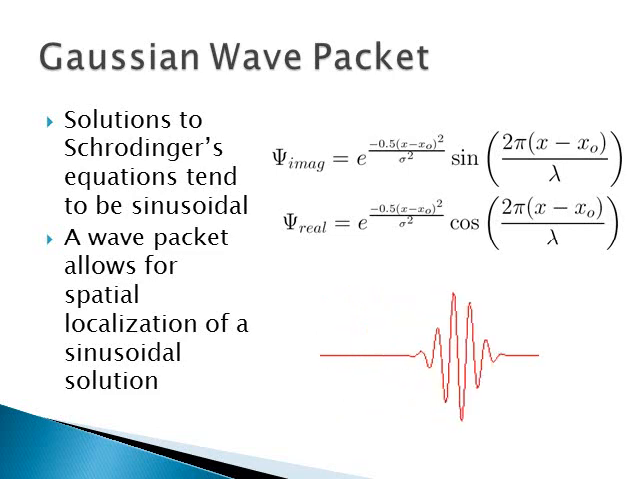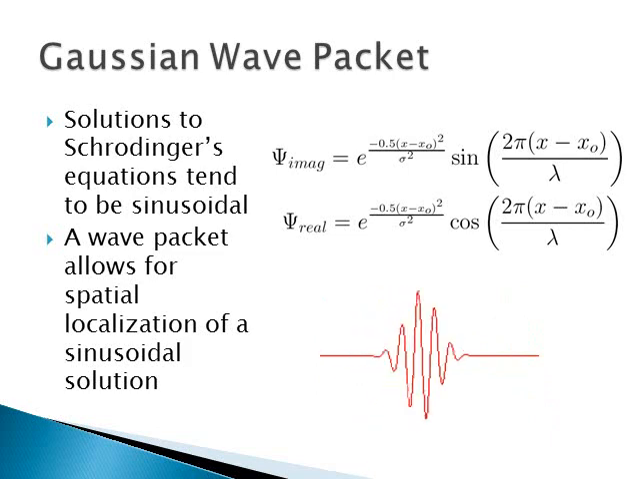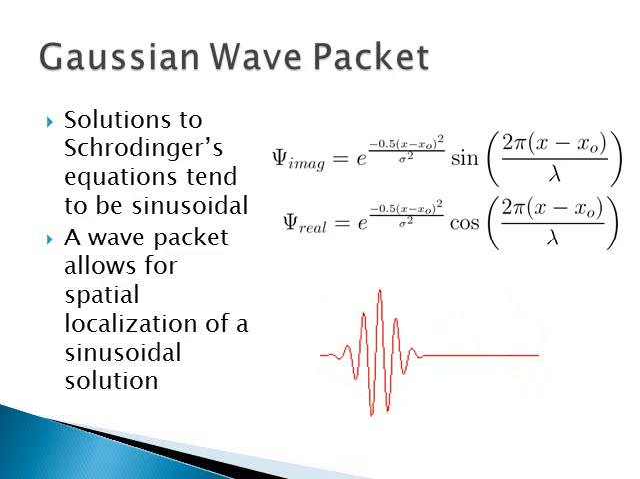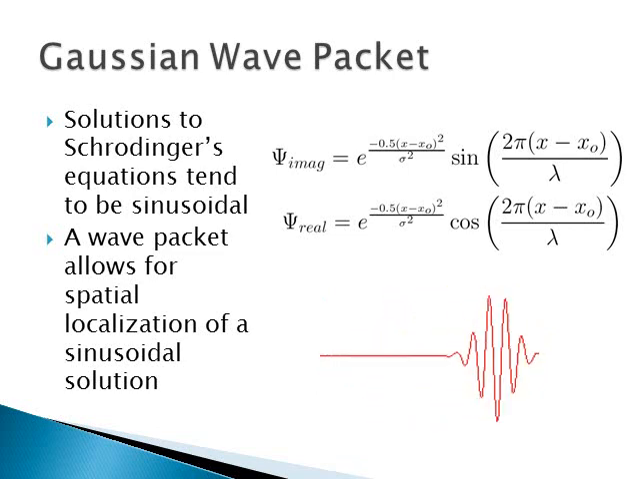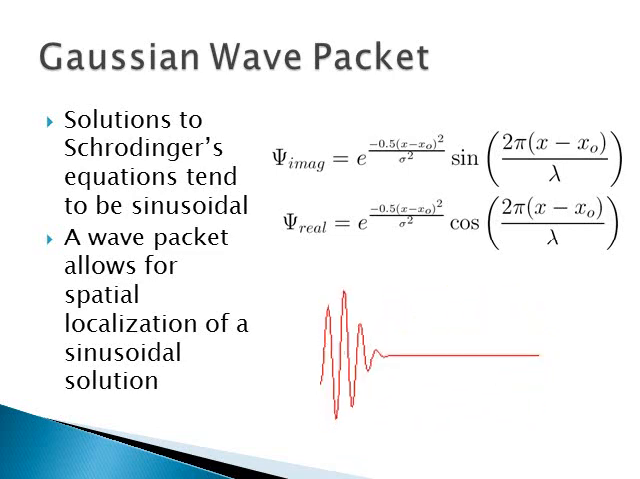When the Schrödinger's equation is solved for a free electron, one with no potential barriers, a pure sinusoidal solution is found. Often, to spatially confine an electron, a wave packet is used, where a sinusoid is placed in a Gaussian envelope. This helps give a general idea of where the particle is.